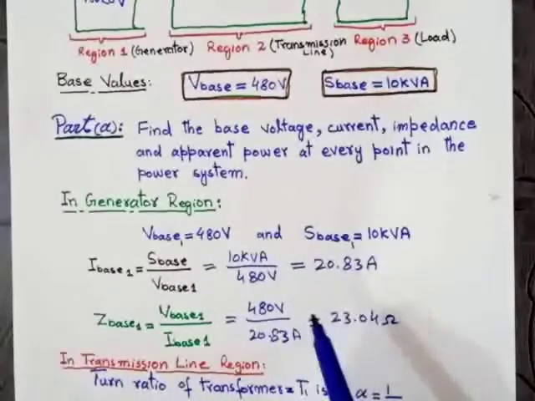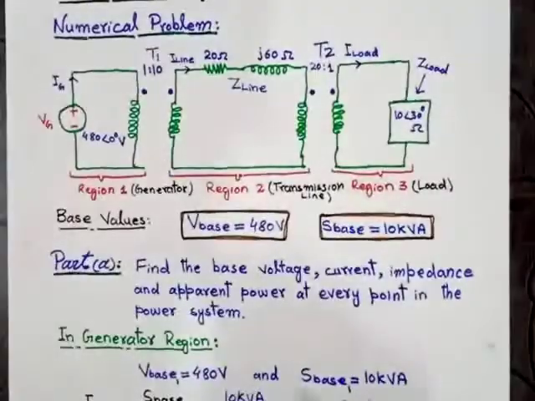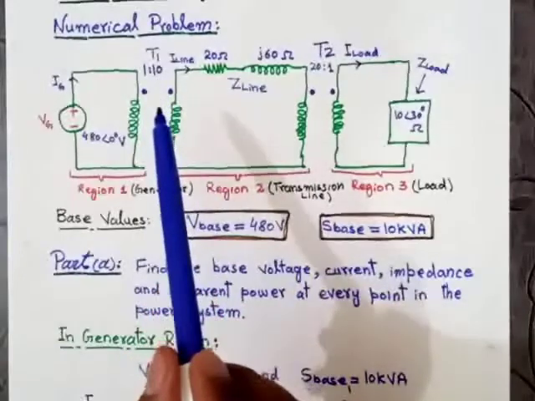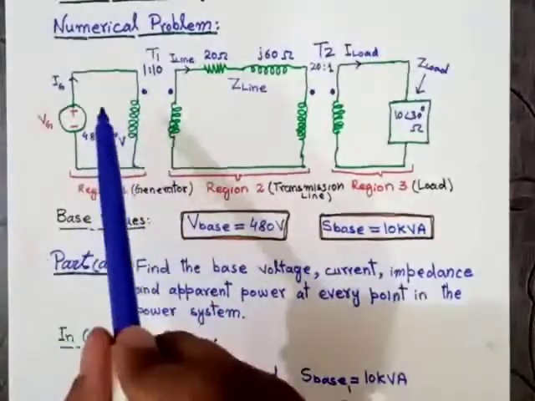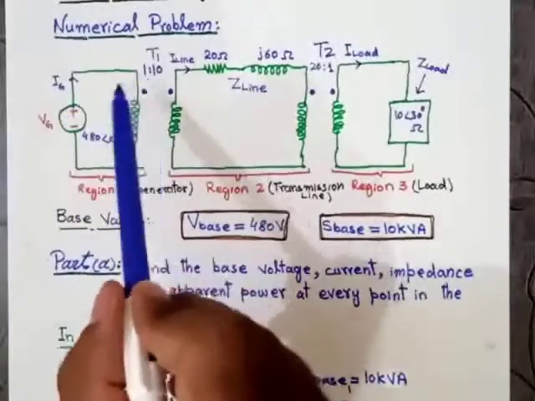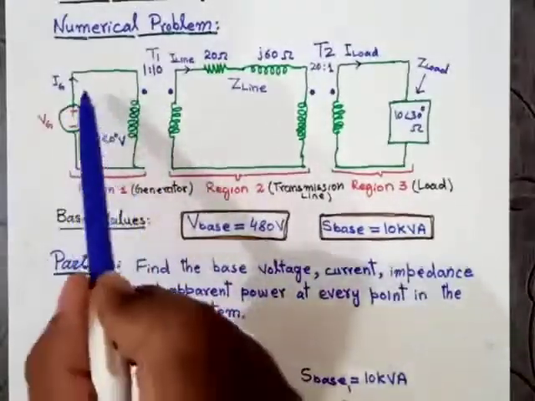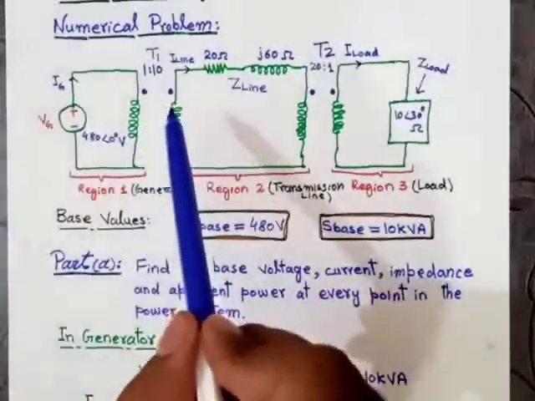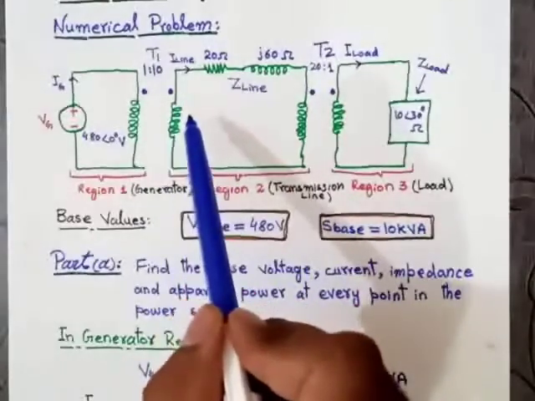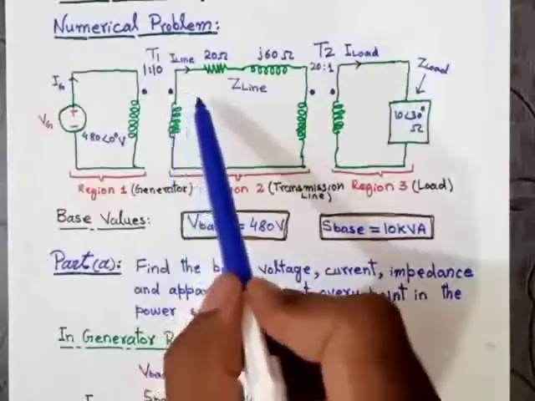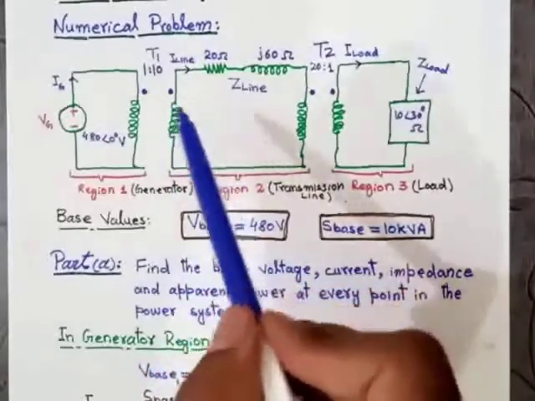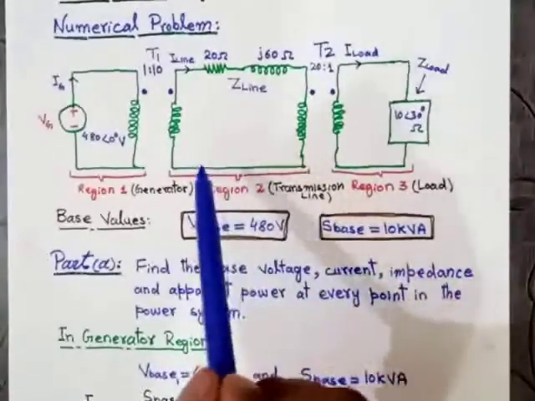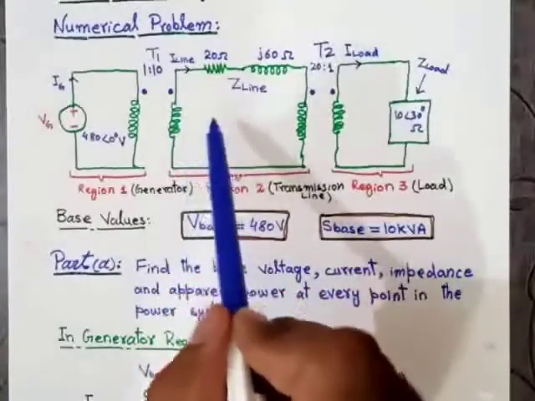So now we will find the base values at the secondary side of this transformer. First of all, we found the base values at the primary side of the transformer 1, that is the generator region. So now we will find the base values at the secondary side of the transformer T1, that is the base value of the voltage, base value of the apparent power, base value of the current, and the base value of the impedance at the secondary side of the transformer. So now we will find in the region number 2, that is at the secondary side of the transformer.